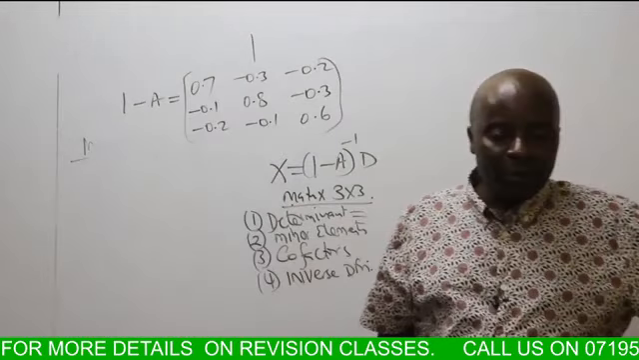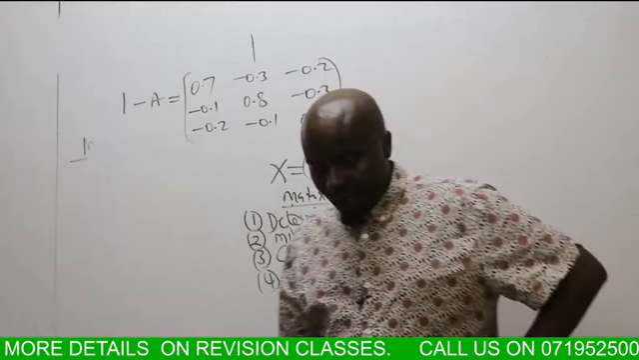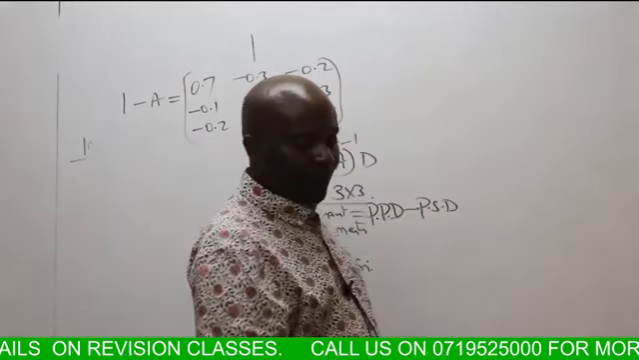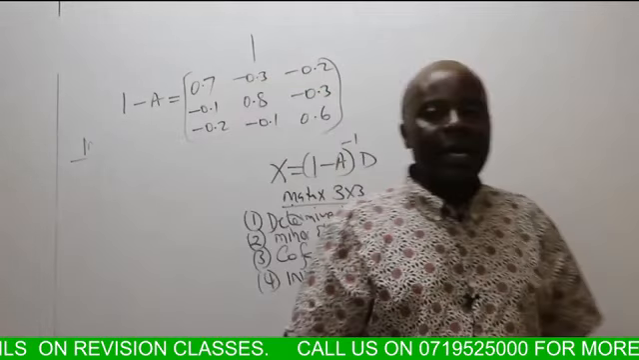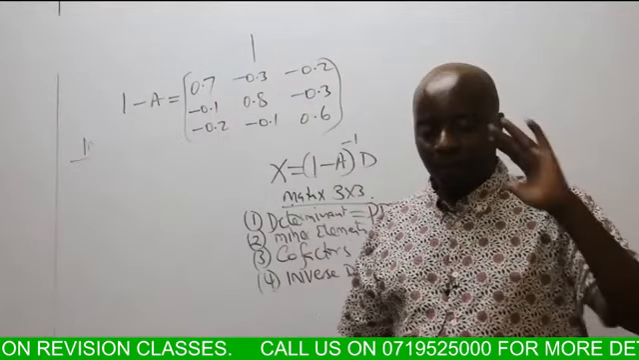Is there anybody who is able to remember the formula? Determinant equals who? Yeah, it's PPD minus PSD. It is product of primary diagonal minus product of secondary diagonal. Product of primary diagonal minus product of who? Secondary diagonal. Thank you.